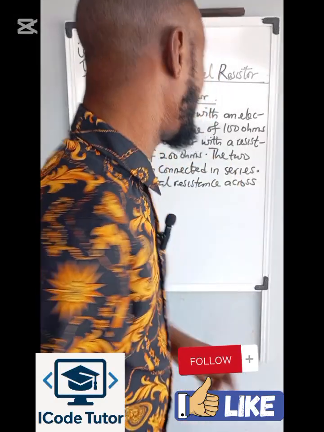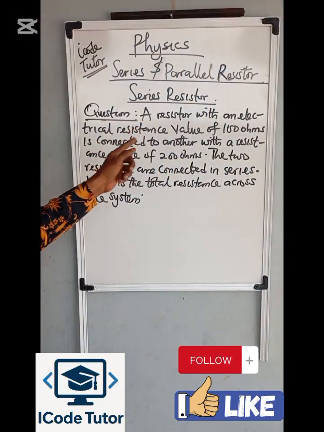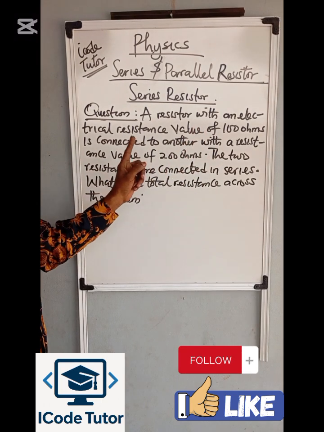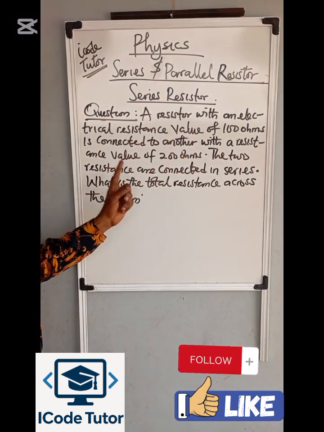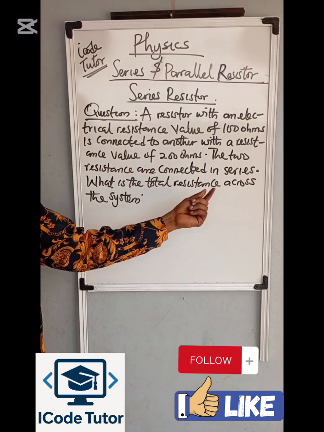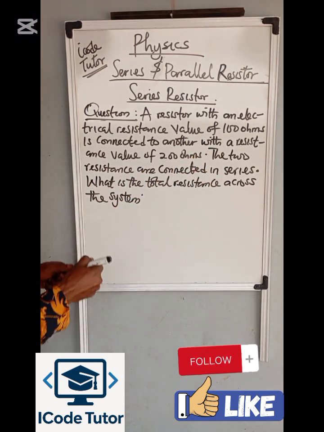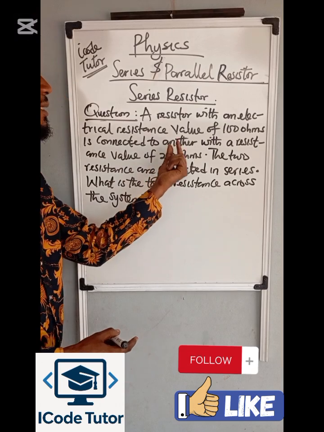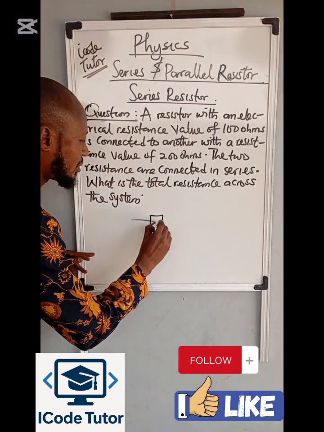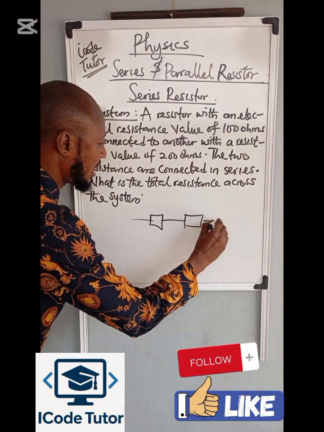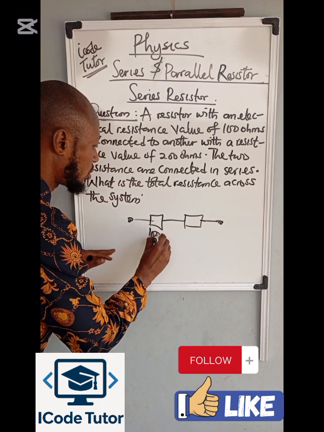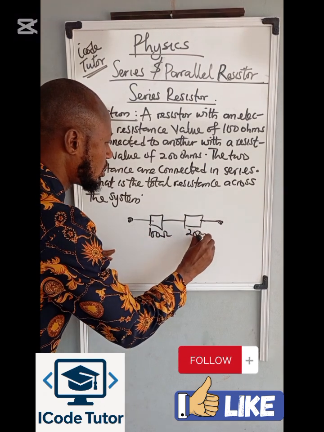Now, let's look at this question. A resistor with an electrical resistance value of 100 ohms is connected to another with a resistance value of 200 ohms. The two resistors are connected in series. What is the total resistance across the system? Now, as they said, the resistors are connected in series. That means that this is the first resistor, this is another resistor. Since they are connected in series, this one is 100 ohms, while this one is 200 ohms.